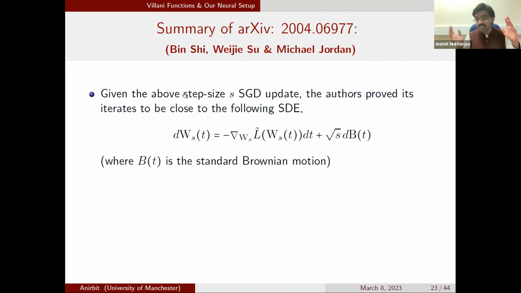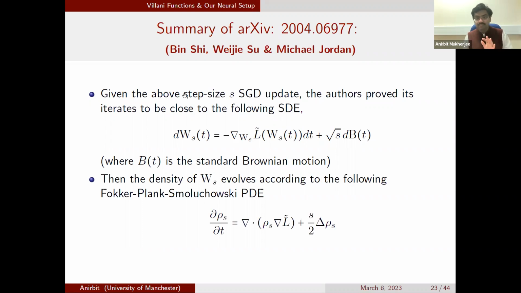They basically invoked a lot of old, previously known results about SDE convergences to argue that under a finite time horizon, this is actually close to the SGD. And they were able to go back and forth: if you could get the SDE convergence, you can go from there to SGD convergence. That this is possible was the key insight of their paper.